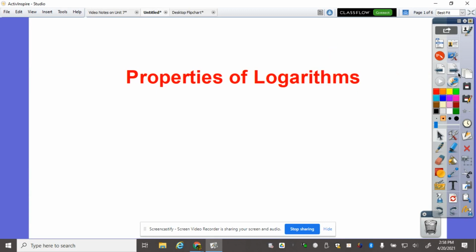And today we're going to learn about the properties of logarithms. There are three properties of logarithm that you need to know. But before we go there, let's go with the basic one.